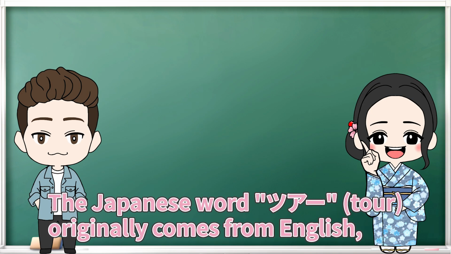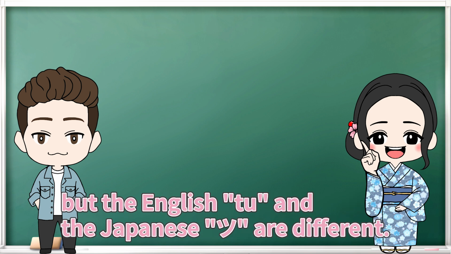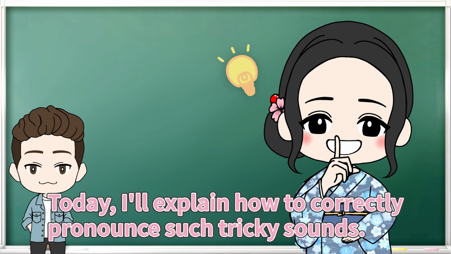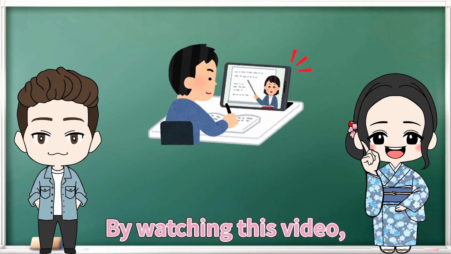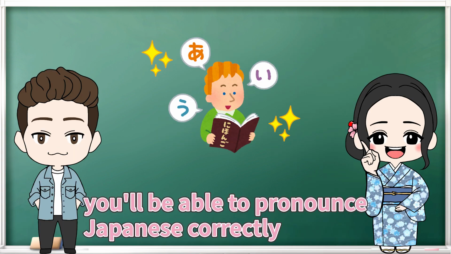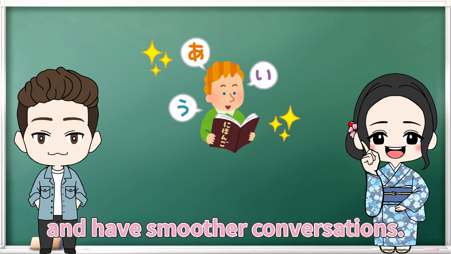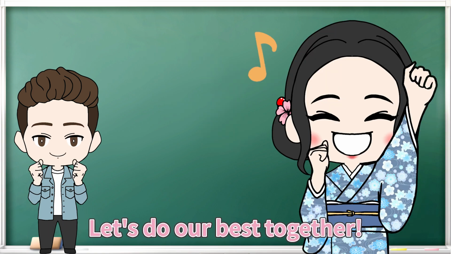The Japanese word tsua originally comes from English, but the English tu and the Japanese tsu are different. Today, I will explain how to correctly pronounce such tricky sounds. By watching this video, you will be able to pronounce Japanese correctly and have smoother conversations. Let's do our best together.